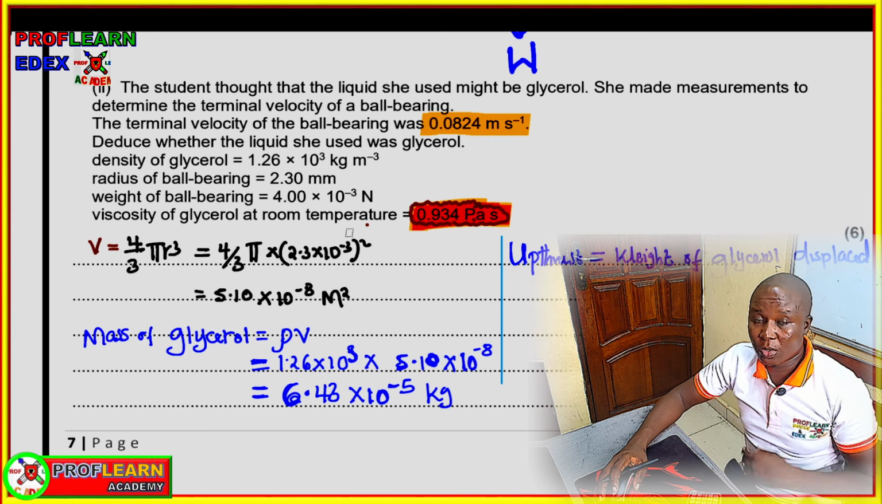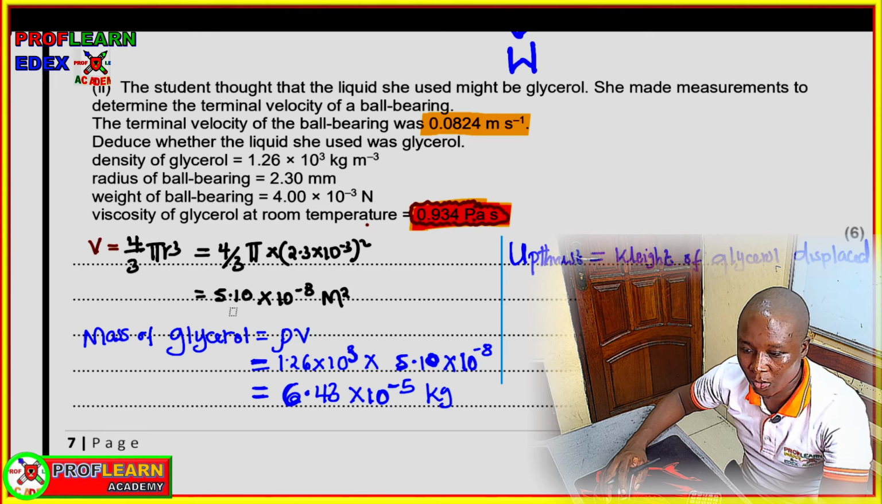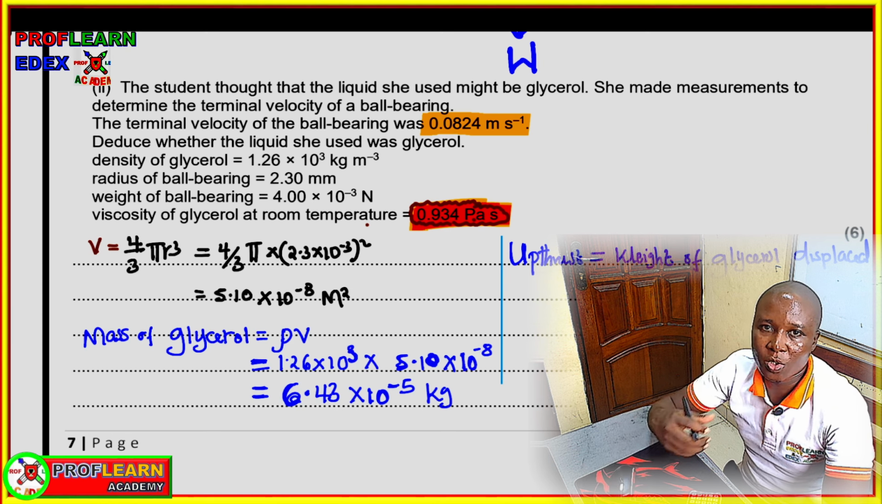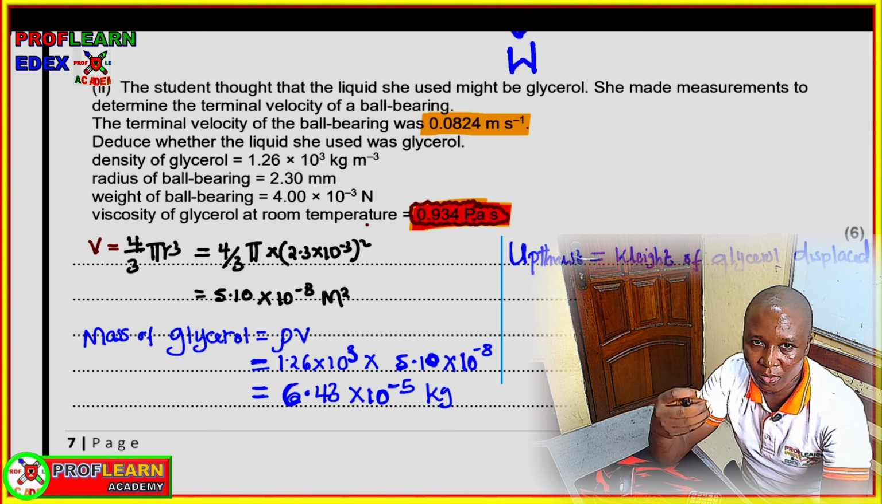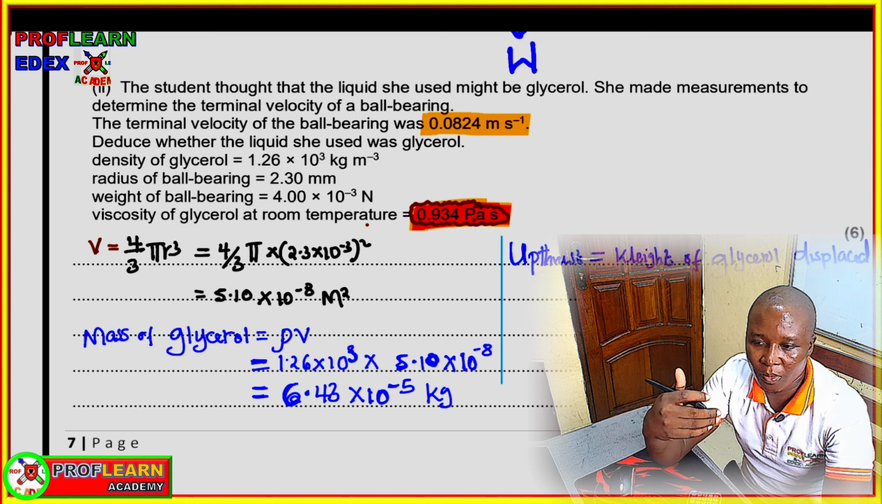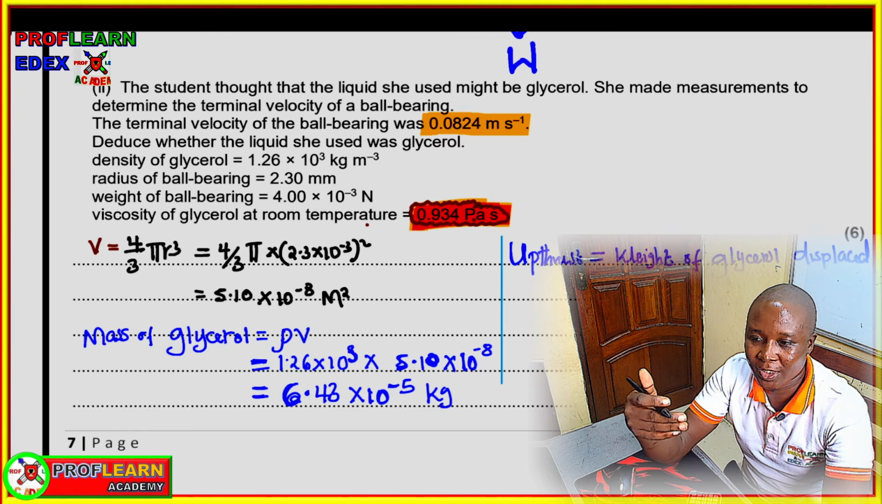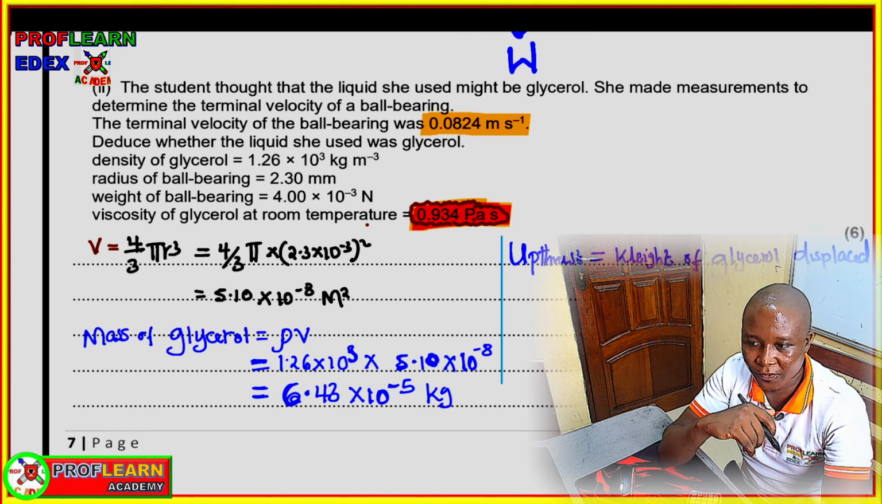So the first thing we are going to do is work out the volume. And the moment we have worked out the volume, we are going to use that volume of the sphere to know the volume of glycerol that was displaced, so that you can apply the formula: mass of glycerol is equal to density of glycerol times the volume of glycerol that was displaced, and this volume displaced is equivalent to the volume of the sphere.